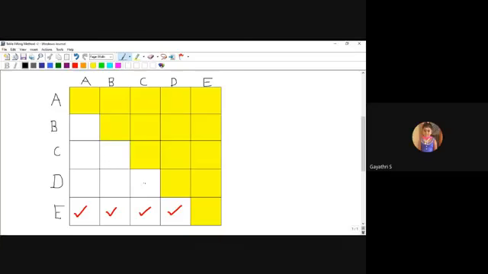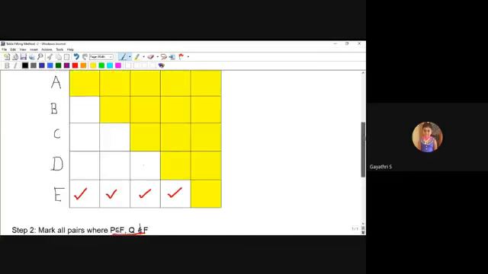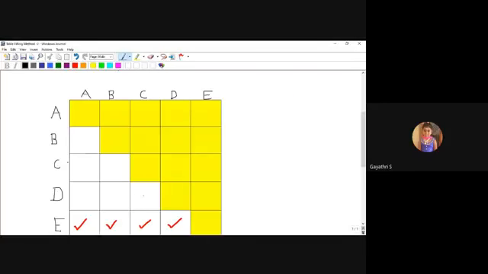Which is marked already? No. So this is unmarked. Since it is unmarked, I just leave it as it is and do nothing, because this is unmarked only. Next, the BA combination is over. The same thing I repeat for all the unmarked pairs. So BA is done.